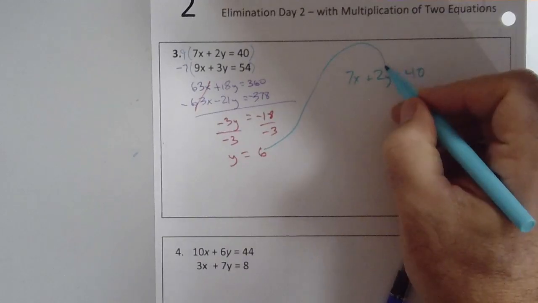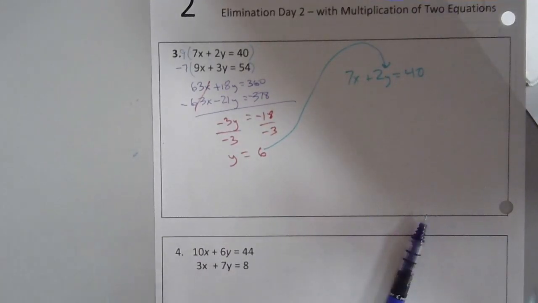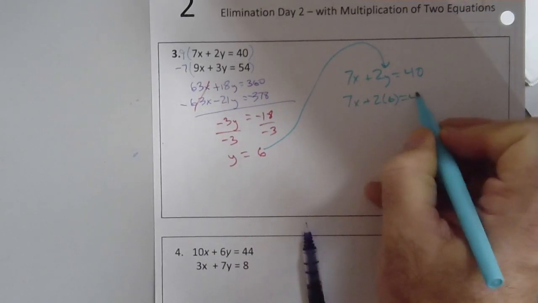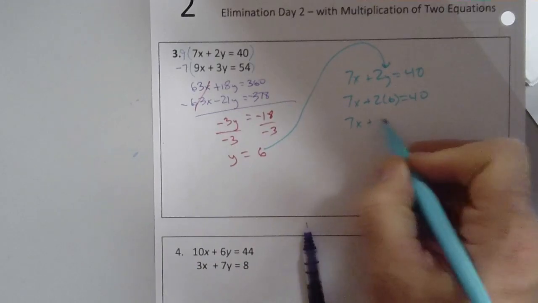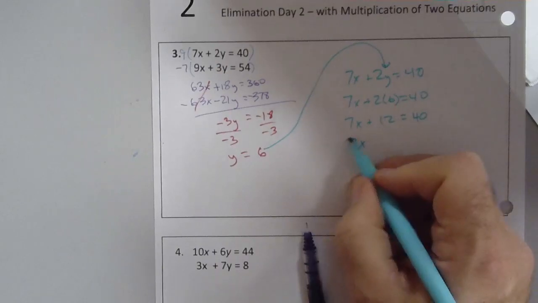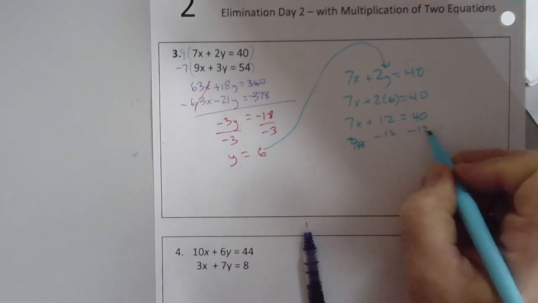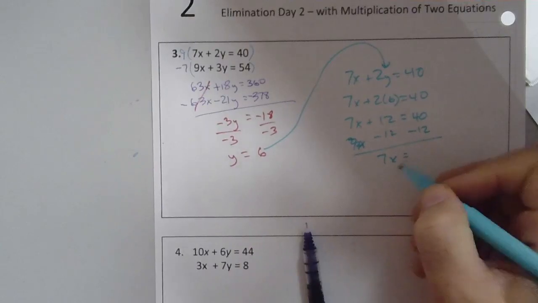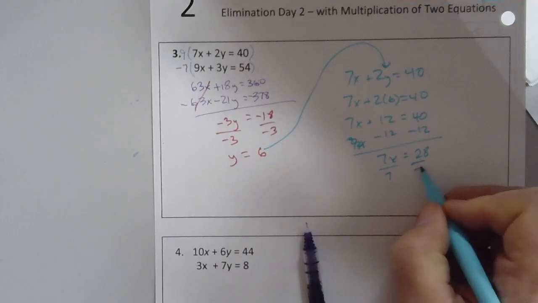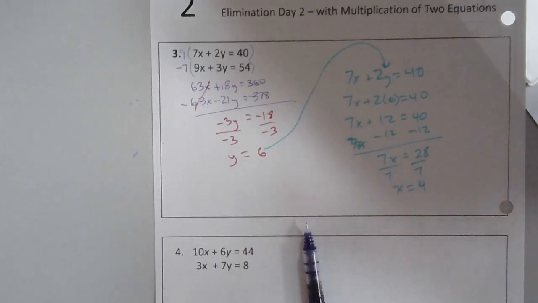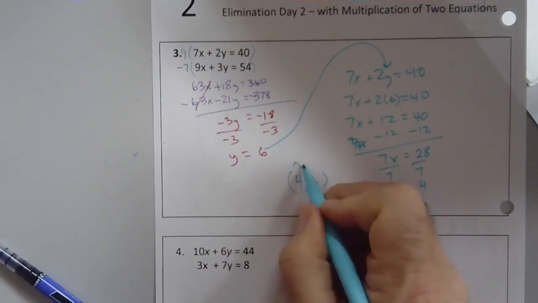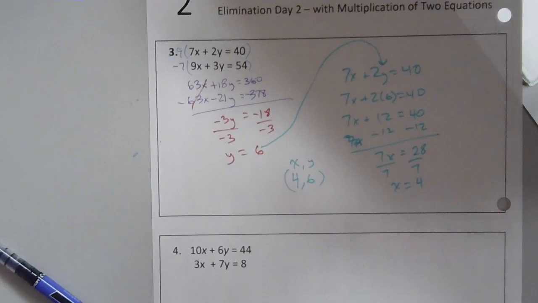Our 6, be sure you're putting your 6 in for the right variable here. It's going in for y. 7x plus 2 times 6 equals 40. 7x, I'm just doing the multiplication, plus 12 equals 40. Minus 12, and I get 7x equals 28. Divide by 7, and I get x equals 4. There we go, and we got it. (4, 6). So remember when we assemble that at the end, we want to do it x comma y.